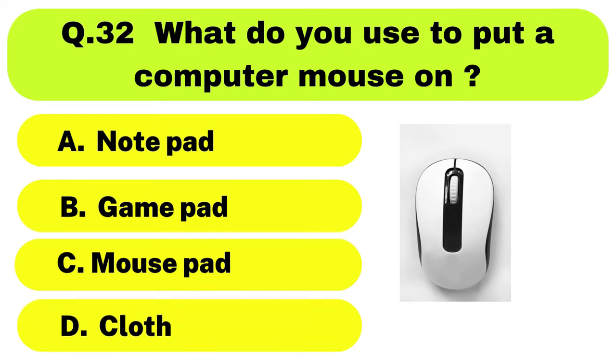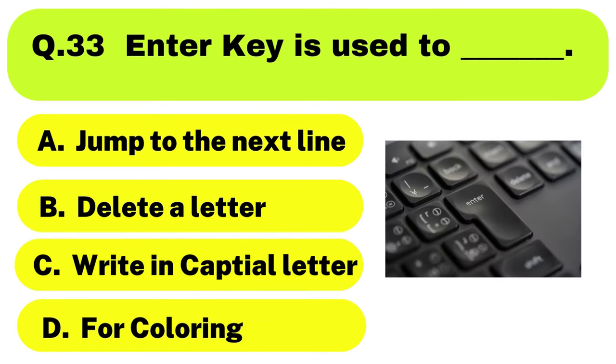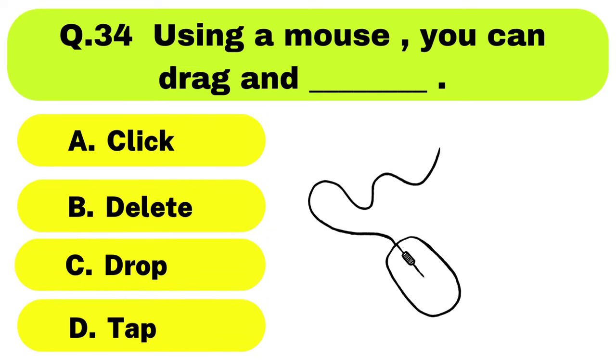Question number 32, what do you use to put a computer mouse on? The correct answer is option C, mouse pad. Question number 33, enter key is used to... The correct answer is option A, jump to the next line. Question number 34, using a mouse, you can drag and dash. The correct answer is option C, drop.